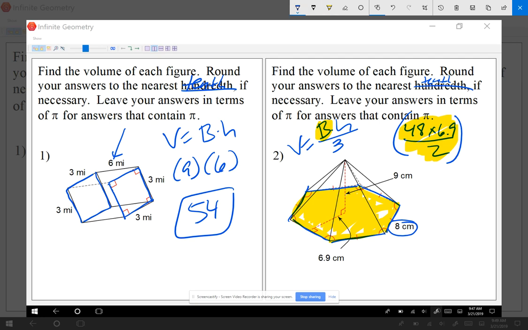Once I figure that out, I'm going to multiply this by 9, which is the height. You guys can see that's the height. And I'll divide this by 3. Area of the base times height divided by 3. Let me multiply this out. We get 496.8.